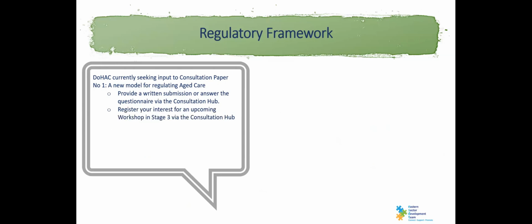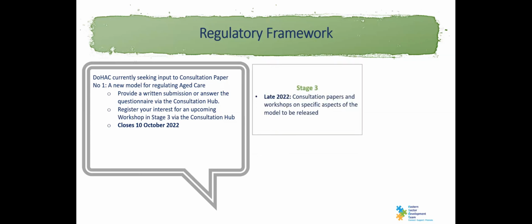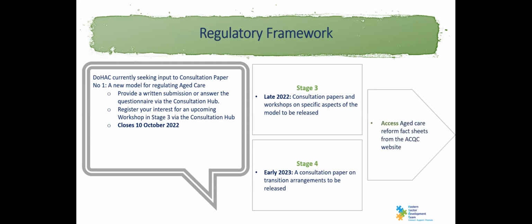There will also be an opportunity to register for some upcoming workshops around this consultation paper, and they're available on the Consultation Hub. The written feedback around the consultation paper closes on October the 10th. So the remaining two stages of the review of the regulatory framework will occur in late 22 and early 2023, when we should expect a consultation paper around the transition arrangements to the new approach. There is lots of information available, and we've included them in the links on our website.